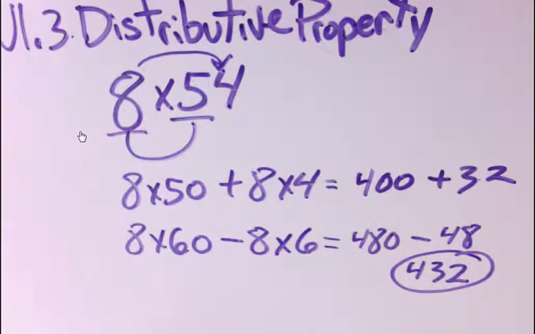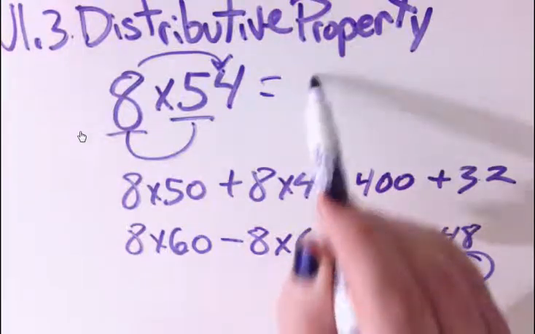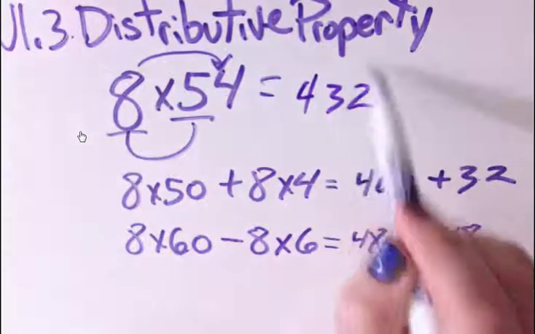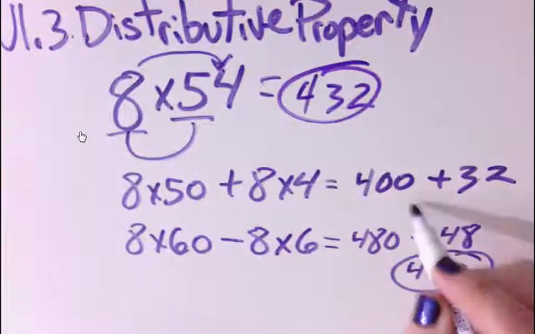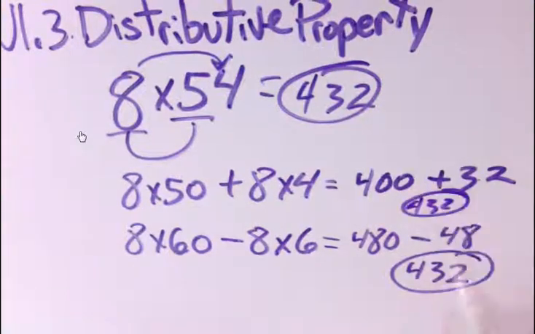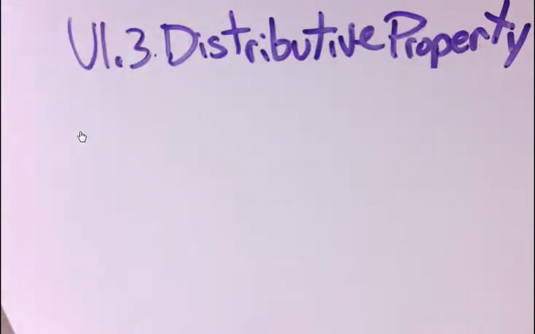So then if we go back up to the main one and we go 8 times 54, you see that it also equals that 432. So they all are going to equal the same. It just depends on how you write them. And sometimes by breaking it apart, it's easier to figure them out. So that's part of the distributive property. So let's look ahead at another one here.